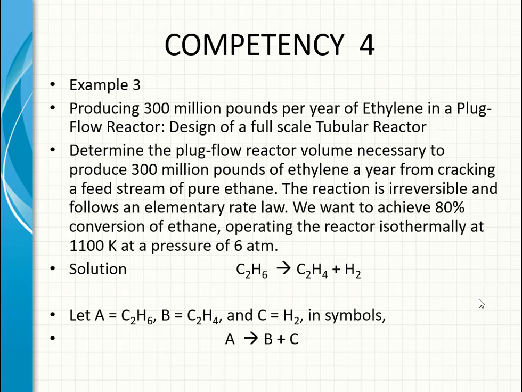1100 K at a pressure of 6 atmospheres. So, solution: here we have ethane that goes to ethylene plus hydrogen, in a relation of one molecule of ethane goes to one of ethylene plus one of hydrogen. So let's say that A is ethane, B is ethylene, and C is hydrogen. So in symbols we will have that A goes to B plus C. So it's an increase in volume.